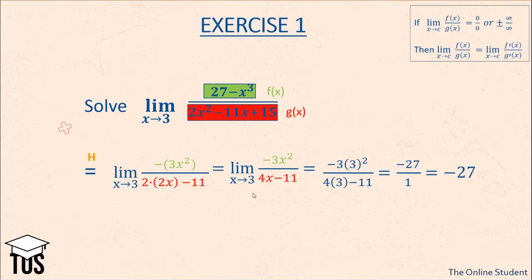If we simplify this, we get the limit as x approaches 3 of minus 3x squared divided by 4x minus 11. All we have to do now is just fill in the value 3 for x. This gives us minus 27 divided by 12 minus 11, which comes down to minus 27 divided by 1, which is of course equal to minus 27. And so we found the solution for the first exercise.